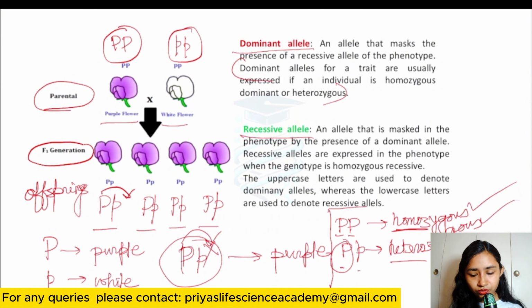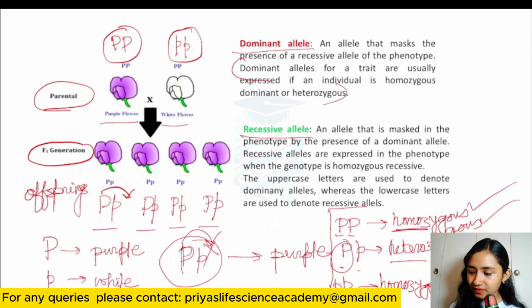Okay. But recessive allele, what we can see, is an allele that is masked in the phenotype by the presence of a dominant allele. You can see that small p's phenotype is masked by the capital P. Recessive alleles are expressed in the phenotype when genotype is homozygous recessive. Okay, so white flowers will only be observed when they are present in homozygous condition.